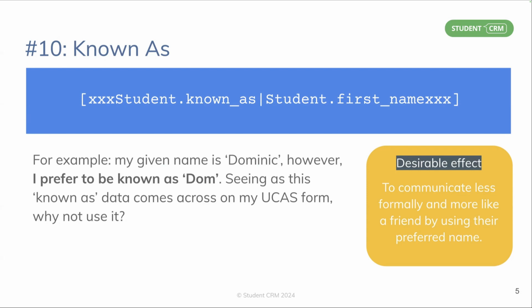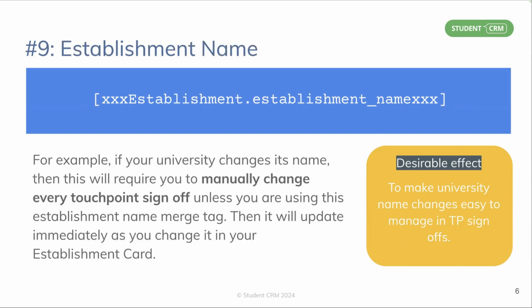Most comms that go out should start with known as, because you've got the information there. If they don't have one to begin with and later apply, then it'll also pull into all of their comms going forward that they're known as. So it'll be "hi Dom" or "welcome back Dom", which is preferable. Number 10. Down to number 9, establishment name.